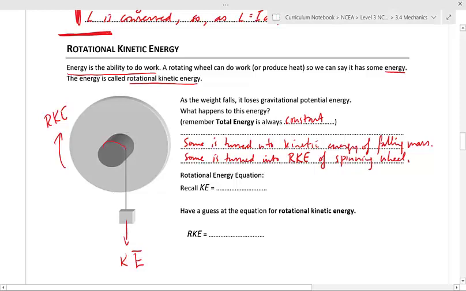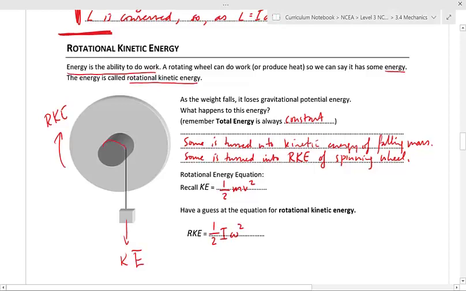So the rotational kinetic energy equation: remember that kinetic energy from Year 12 is half mv squared. For the equation for rotational kinetic energy, we've learned that for rotation, m is replaced by I, the rotational inertia, so we can say it's half I omega squared, which is in fact the equation for rotational kinetic energy.